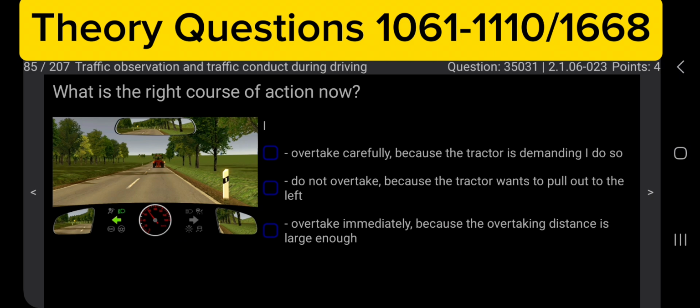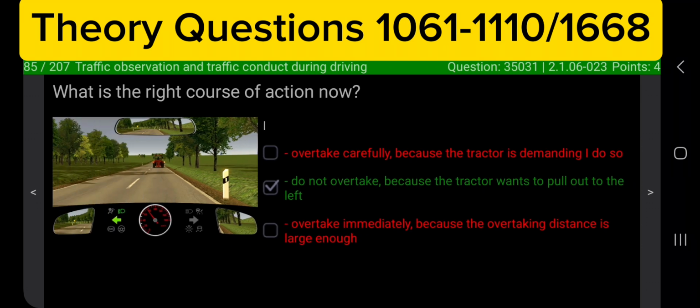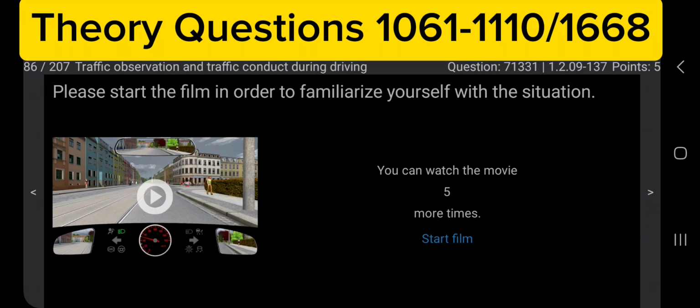Overtake carefully, because the tractor is demanding I do so. Do not overtake, because the tractor wants to pull out to the left. Overtake immediately, because the overtaking distance is large enough.